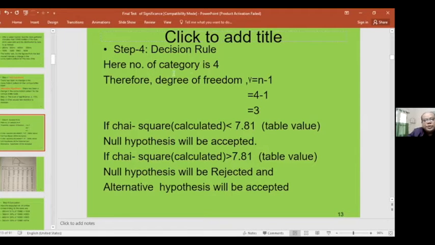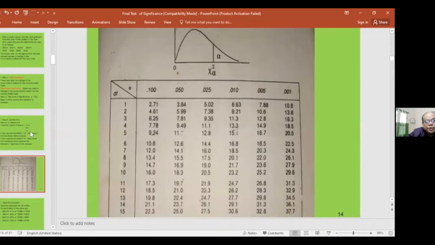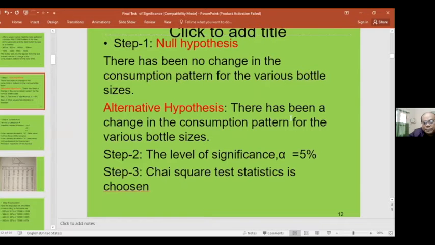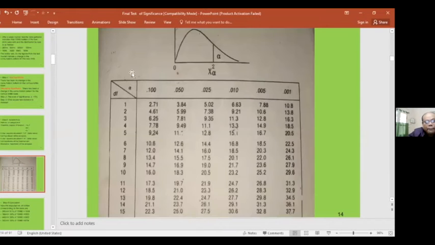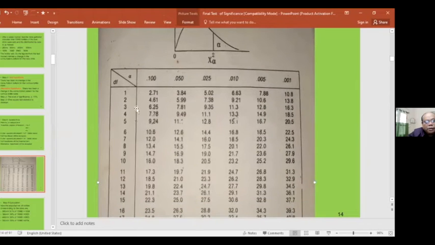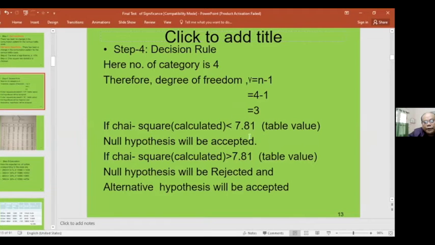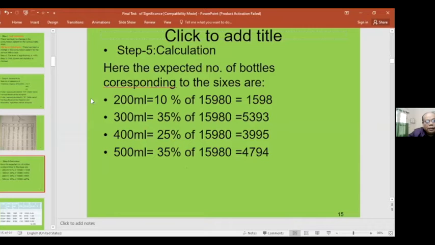So this is the decision rule that you are framing in step 4 by looking at the table value. Since your category is 4, 4 minus 1 is 3, so the degree of freedom is 3. Your alpha is 5%, so 0.05. Then going down to 3, 7.81 is the value. So the table value is 7.81. Calculated less, accept it. Calculated greater, reject it.